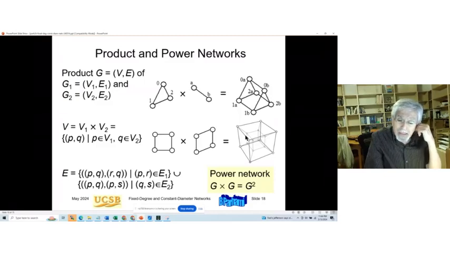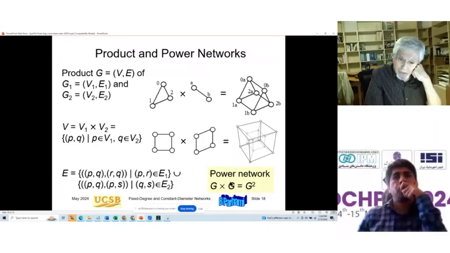Okay, another concept that we need in the subsequent slides is the concept of product and power networks. The product of 2 graphs is defined as another graph, which has the number of nodes that is the product of the number of nodes, and the connectivity is defined as shown here. And this is a power network. This network to the power 2, or multiplied by itself, is this network. Okay, so a power network is the product of identical networks.